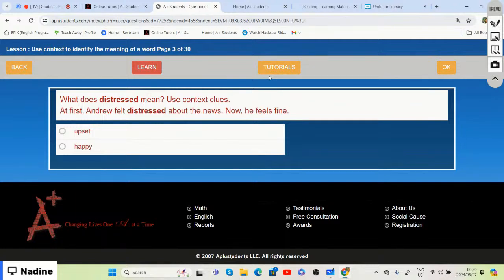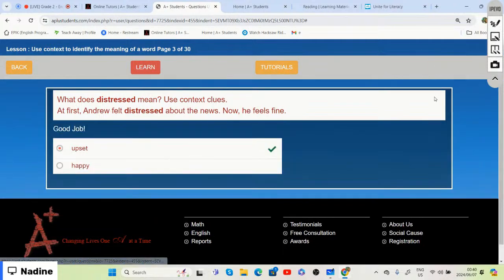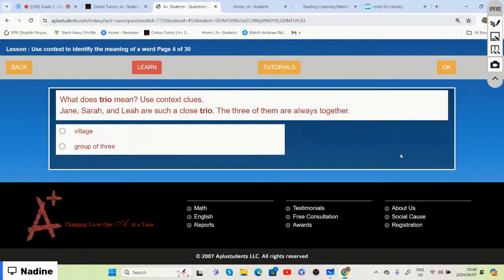So if you look at the word distressed, then we can say that Andrew felt distressed about the news. So we can say he was a bit upset about the news, but now he feels fine. There's a word stressed inside of the word distressed, which means that he was a little bit upset about the news. Then it says Jane, Sarah, and Leah are such a close trio.